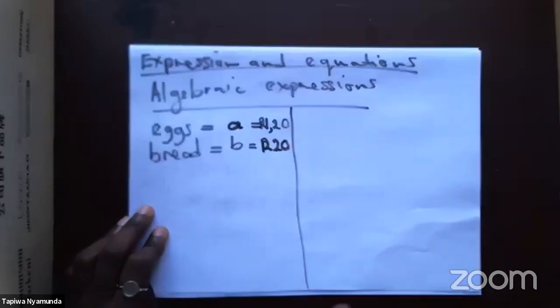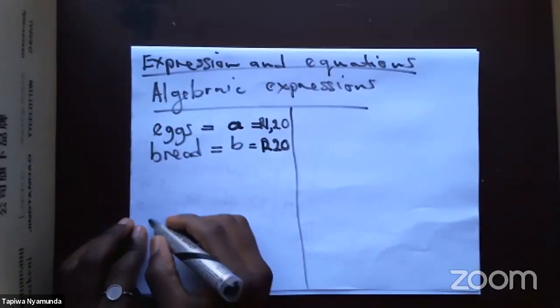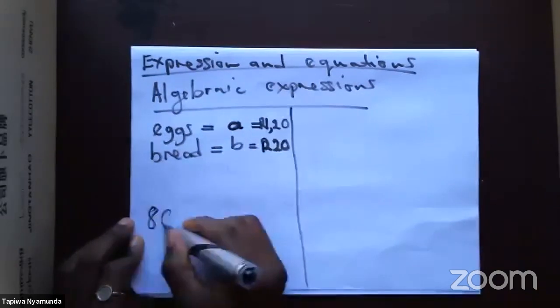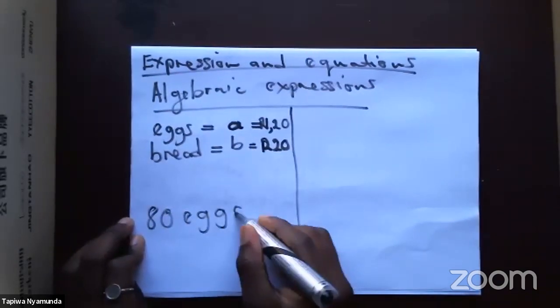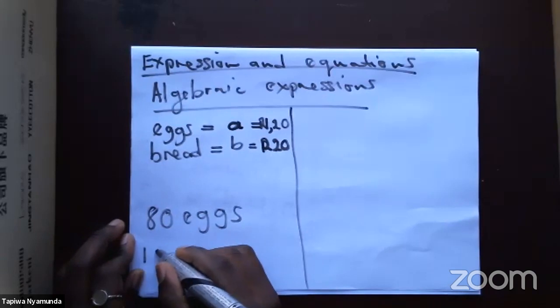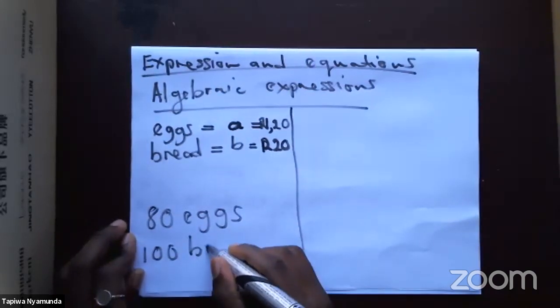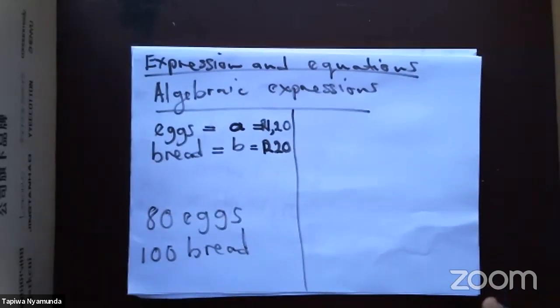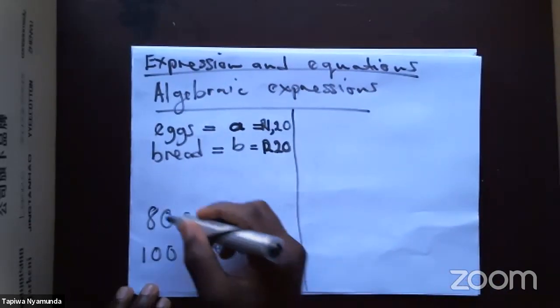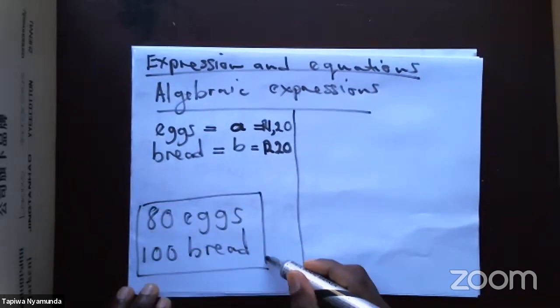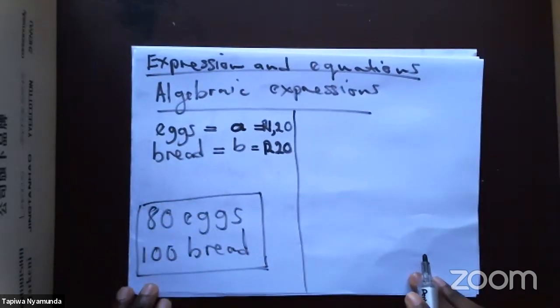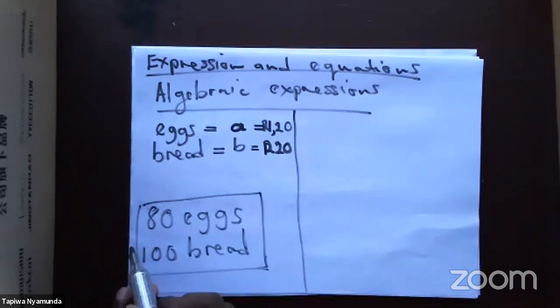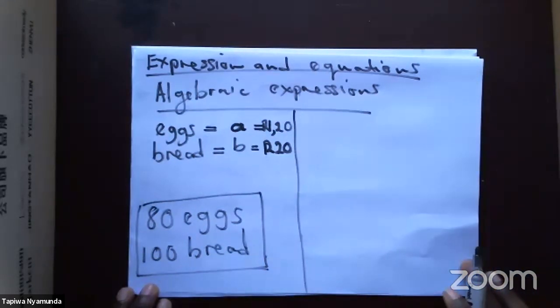It might be complicated. At the end of the day, you probably have sold 80 eggs and 100 bread. You have these values at the end of the day. These are your sales, the sales you have managed to do. So you probably want to calculate the amount of sales that you have made for that day.